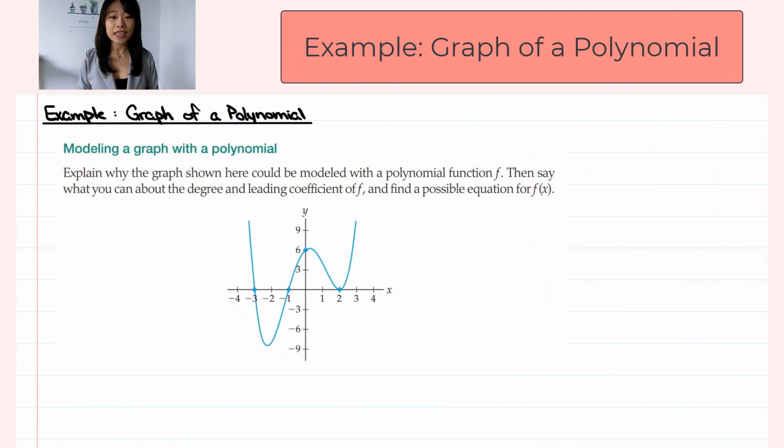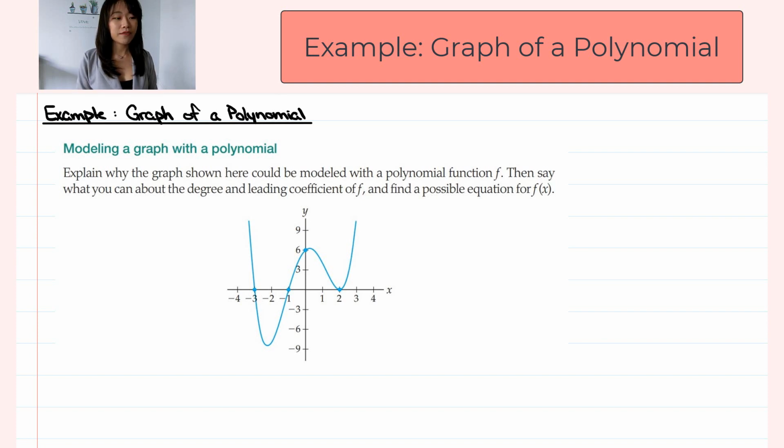In this lecture, let's look at this example of a polynomial function. First of all, we need to explain why the graph shown below could be modeled with a polynomial function f. Then what can you conclude about the degree and the leading coefficient of f? Then find a possible equation for f of x.